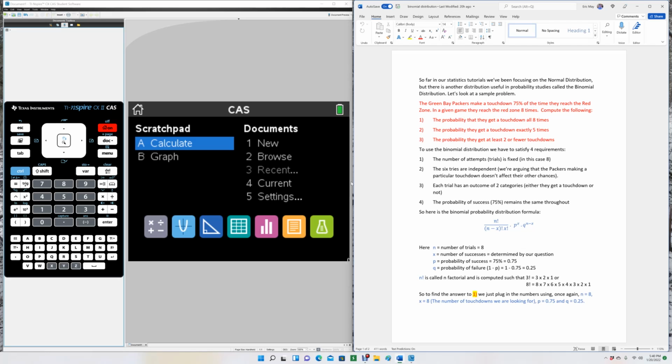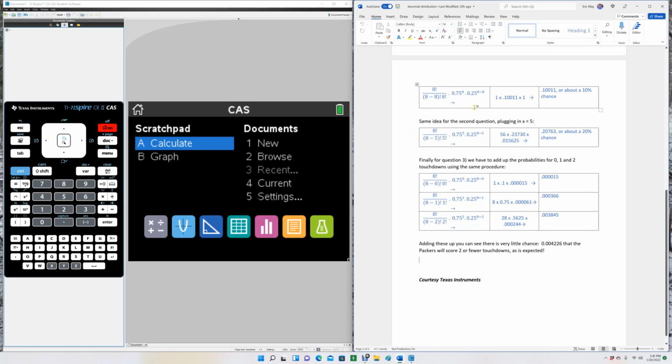N exclamation point, called n factorial, is computed such that 3 factorial is 3 times 2 times 1, or 8 factorial is 8 times 7 times 6 times 5 times 4 times 3 times 2 times 1. So to find the answer to number 1, our first question, we just plug the numbers into this formula using once again n equals 8, x equals 8 because that's the number of touchdowns we're looking for, p equals 0.75, and q equals 0.25.